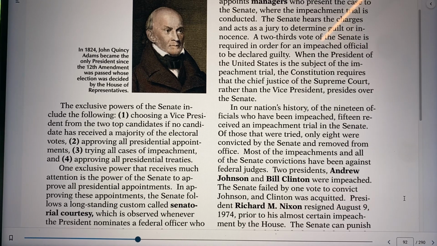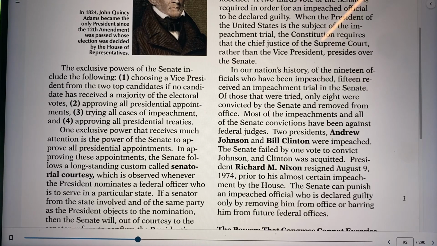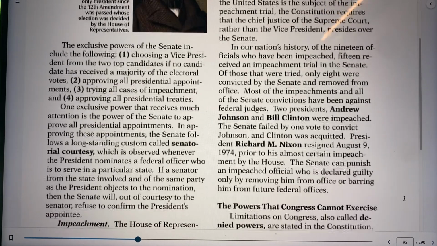So in history we have 19 officials that were impeached by the House of Representatives. 15 of them received the impeachment trial in the Senate. So 19 were accused, 15 received the trial, only 8 were convicted and removed from office. And most of these were federal judges. There were 2 presidents in the past.